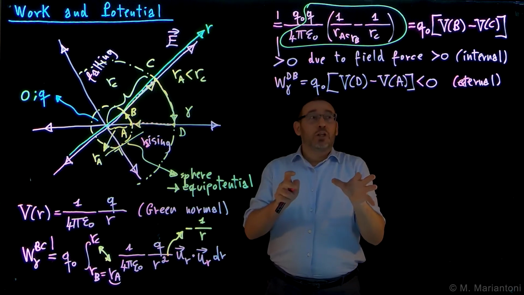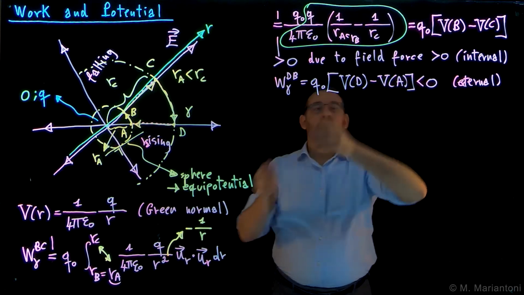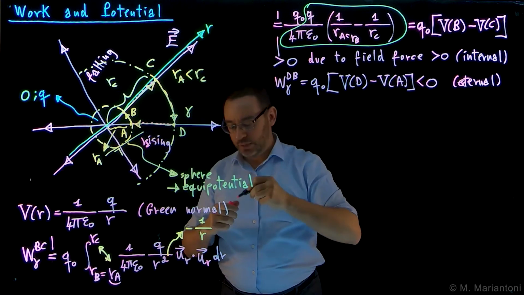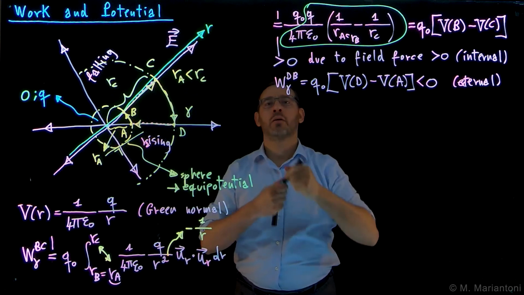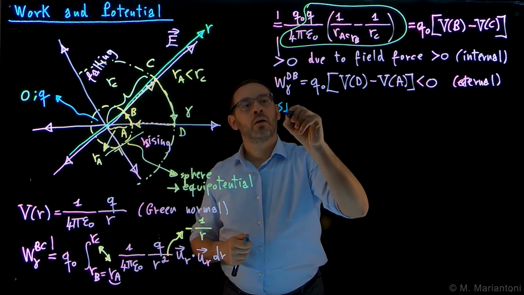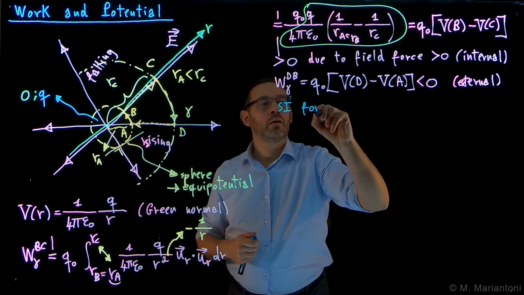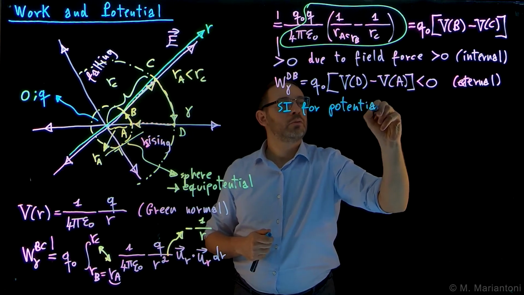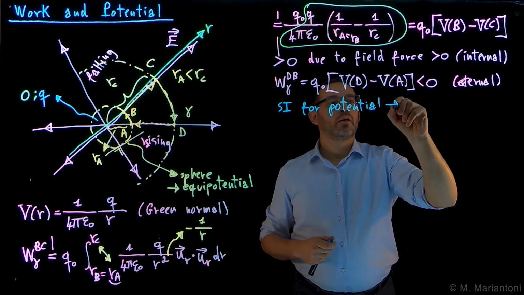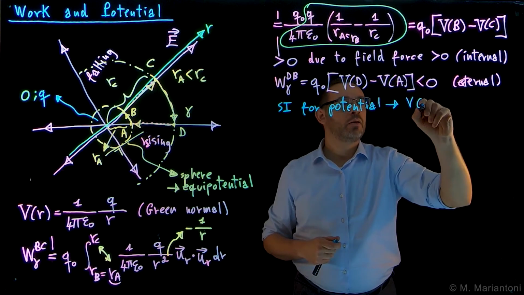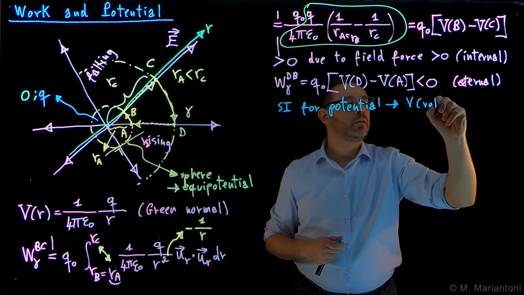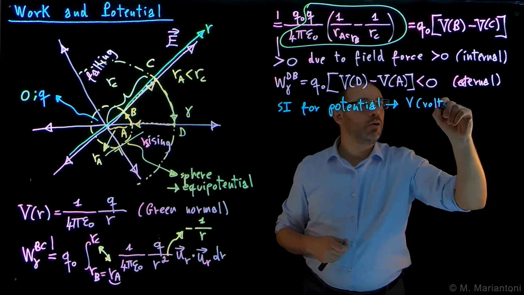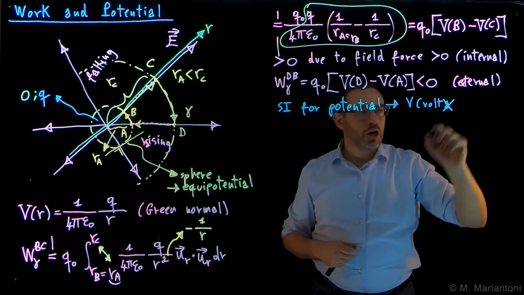Now that we have this connection between work and electrostatic potential, it is also worth mentioning that the SI units for V, for the electrostatic potential, are volt, capital V, or in short, volt, which comes from the Italian physicist Alessandro Volta, but somehow the A got forgotten.